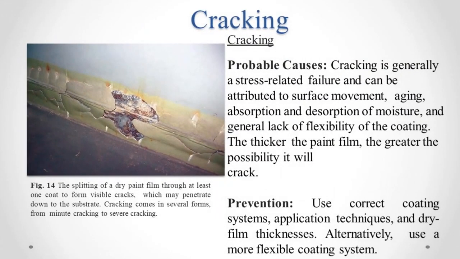Cracking. Probable causes. Cracking is generally a stress-related failure and can be attributed to surface movement, aging, absorption and desorption of moisture, and general lack of flexibility of the coating. The thicker the paint film, the greater the possibility it will crack. Prevention. Use correct coating systems, application techniques, and dry film thicknesses. Alternatively, use a more flexible coating system.